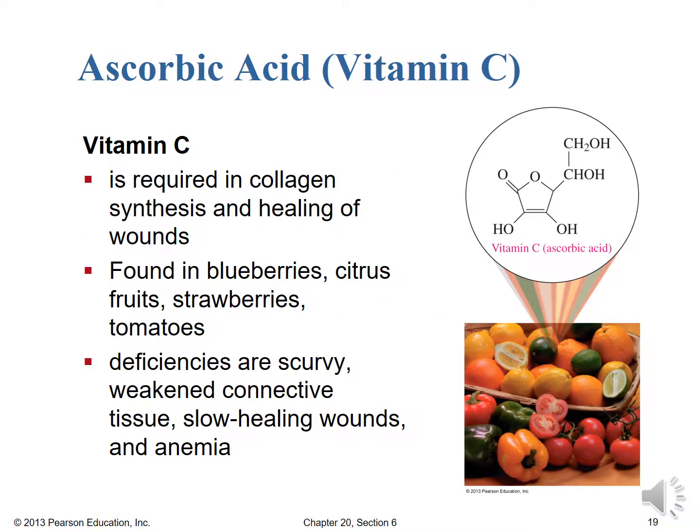Back to our good friend ascorbic acid, vitamin C, that I mentioned first when dealing with the water-soluble vitamins. It is required in collagen synthesis and involved in the healing of wounds. It's found in a number of fruits and veggies, so blueberries, citrus fruits, strawberries, tomatoes for your fruit sources, as well as green leafy vegetables. And then finally, deficiencies here. We already mentioned scurvy, weakened connective tissue, slow healing wounds, and anemia.